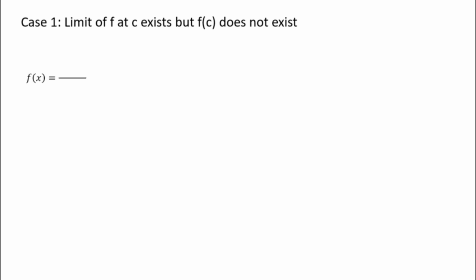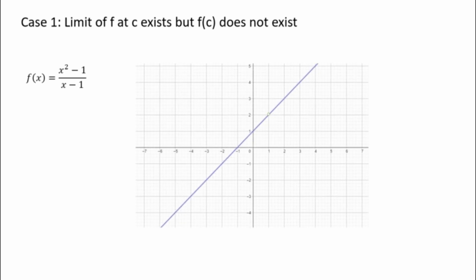Consider this function: f of x equals (x squared minus 1) over (x minus 1). When the graph is sketched, it looks like nothing but a line. In particular, the line with the equation y equals x plus 1. In fact, you could simplify the function at the left: we factor the numerator and cancel, and it equals x plus 1.